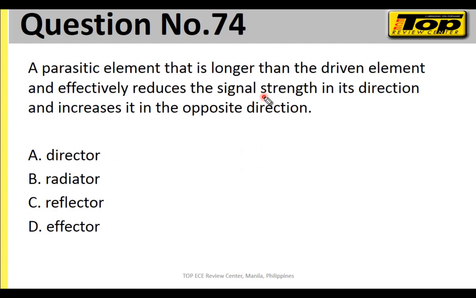74. A parasitic element that is longer than the driven element and effectively reduces the signal strength in its direction and increases it in the opposite direction. So, ano daw yung parasitic element na yon? As I have said, we have two types of parasitic elements. We have the director and we have the reflector. Now, the director is shorter while the reflector is longer. So, reflector ang tinutukoy niya. Letter C for question number 74.